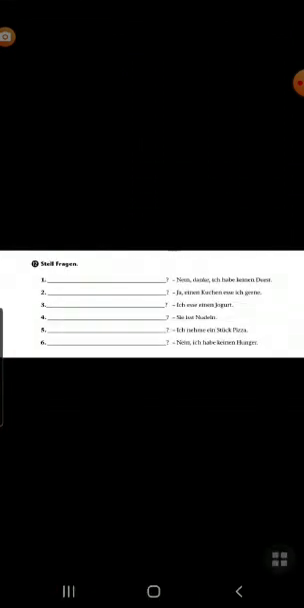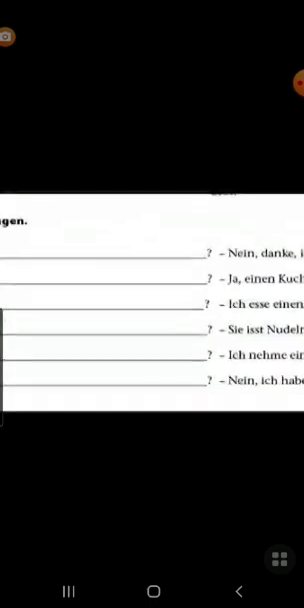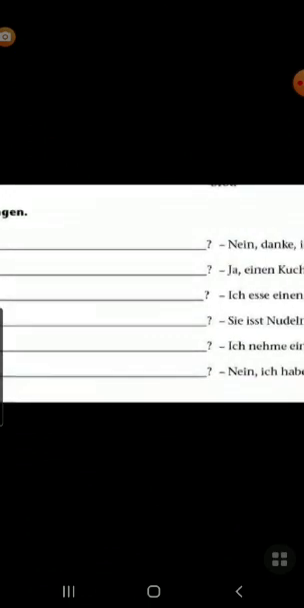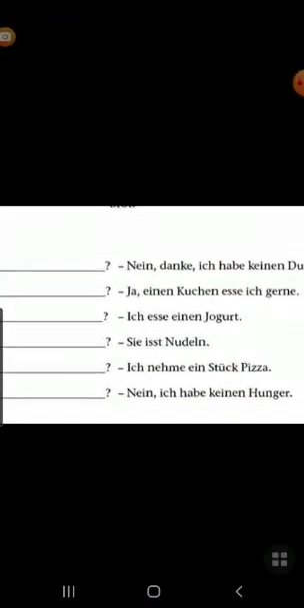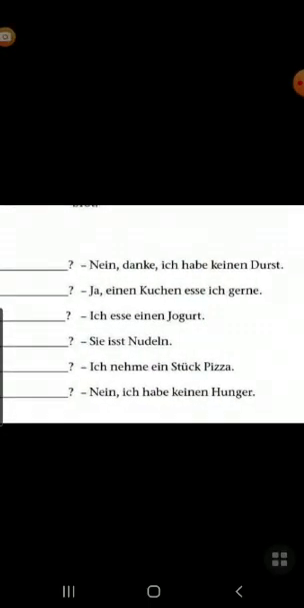Finally, we have Stellfragen. Stellfragen means raise questions, make questions, form questions. So here we are given the answers and you are supposed to make the question for it. For example, Nein danke, ich habe keinen Durst. No thanks, I have no thirst, literally, or I am not thirsty.